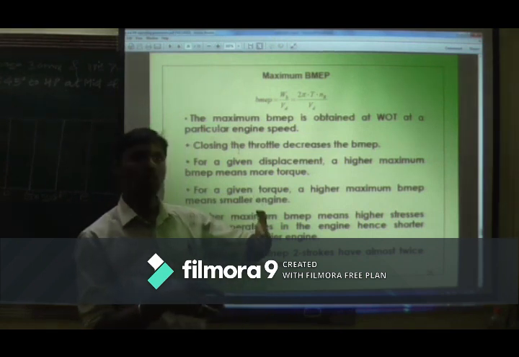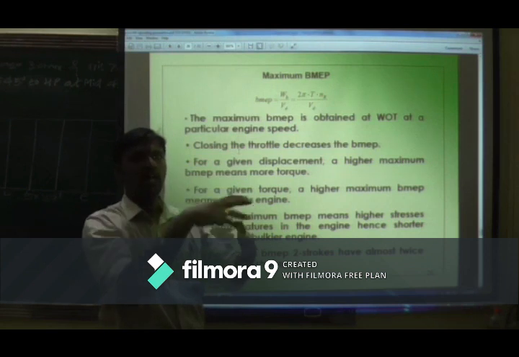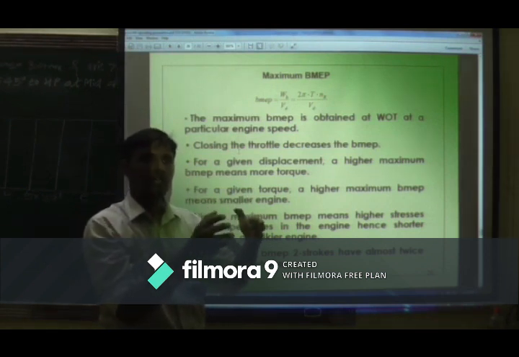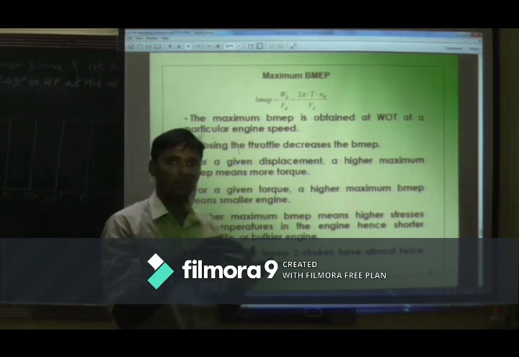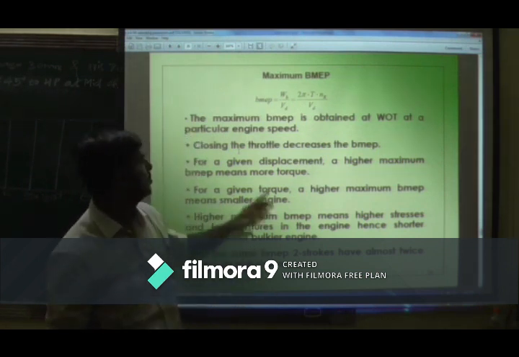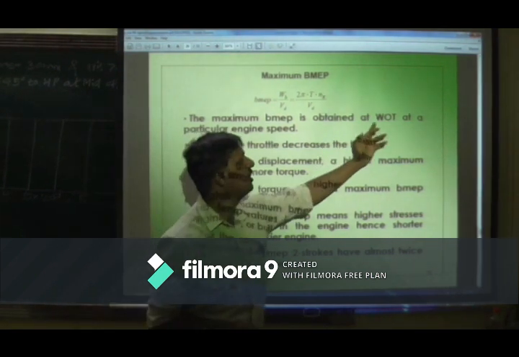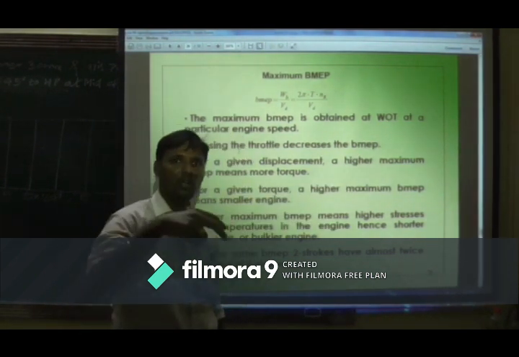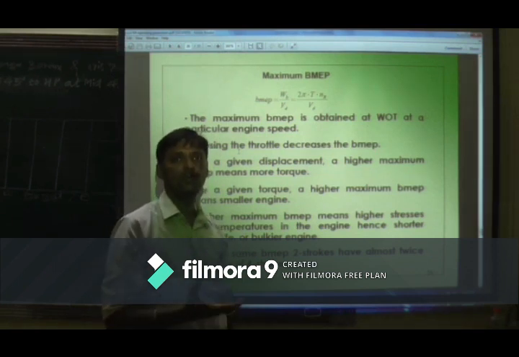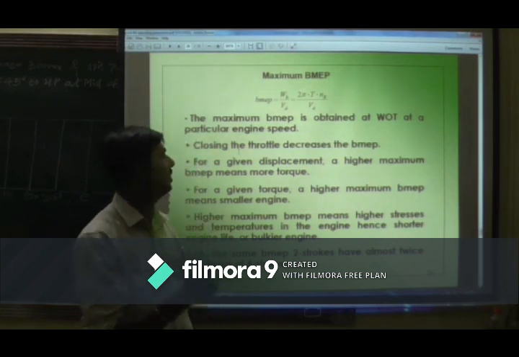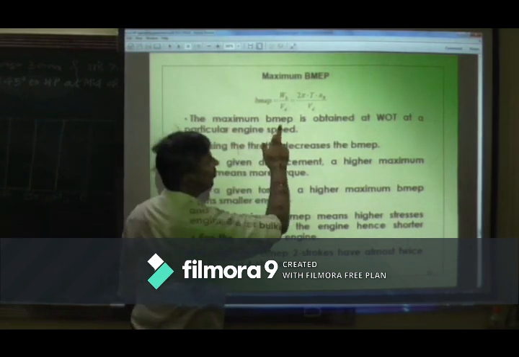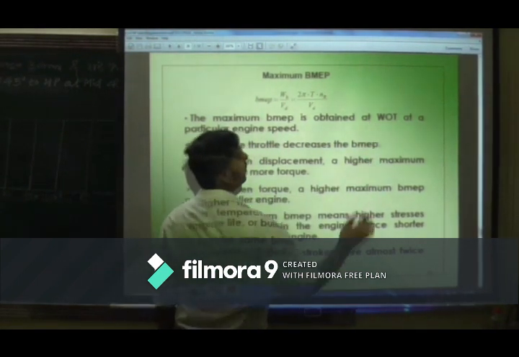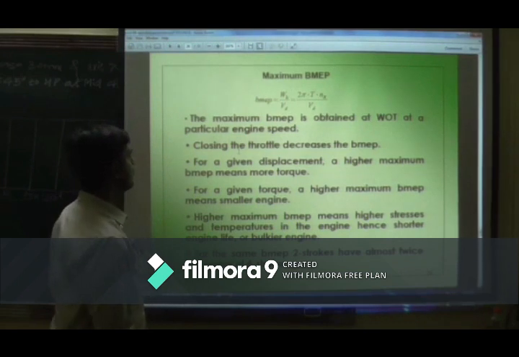So the throttle valve is open fully, means more air will be introduced at the throat of that carburetor. More pressure will drop, more fuel will get drawn, and its velocity also will be higher. So maximum BMEP is obtained at WOT. More fuel will be drawn at the throat, so more power we can produce. More fuel is going to be introduced in the combustion chamber, more power will be produced. So to get maximum BMEP, we always keep wide open throttle.